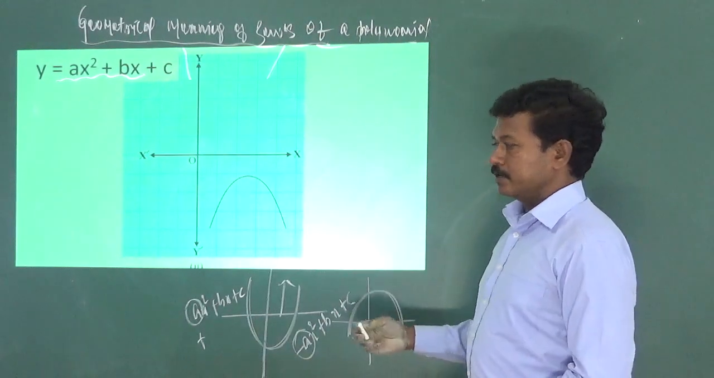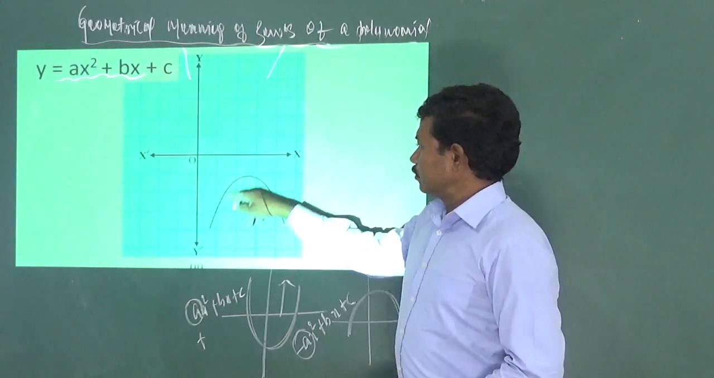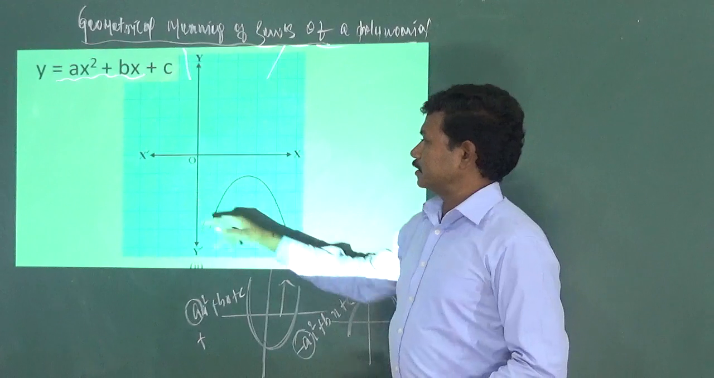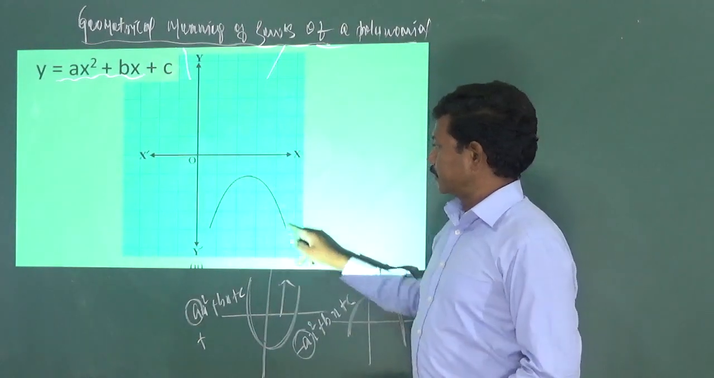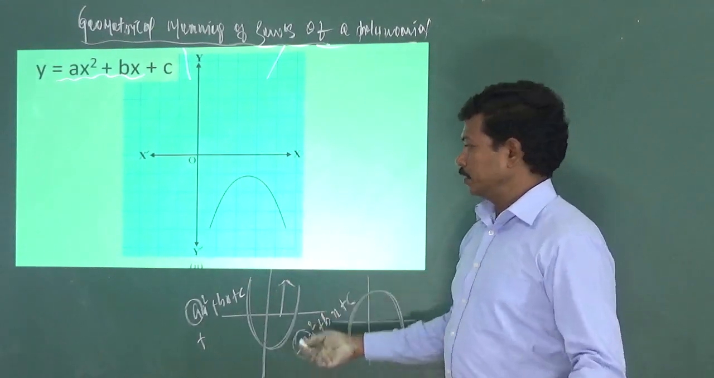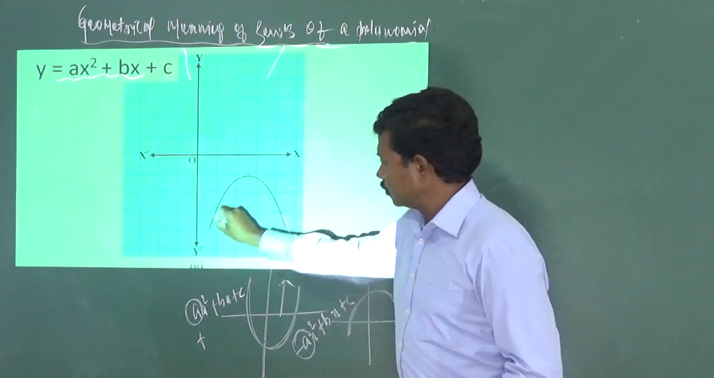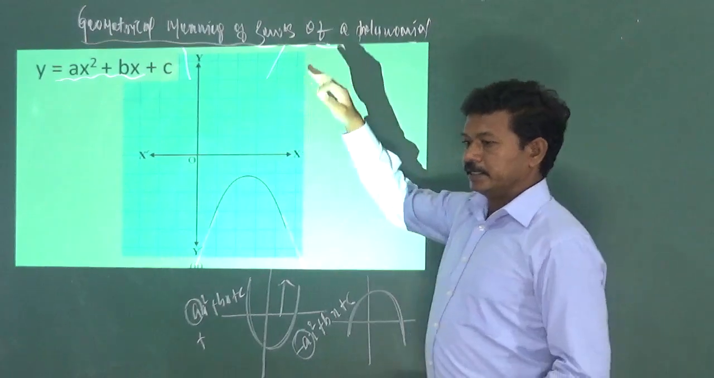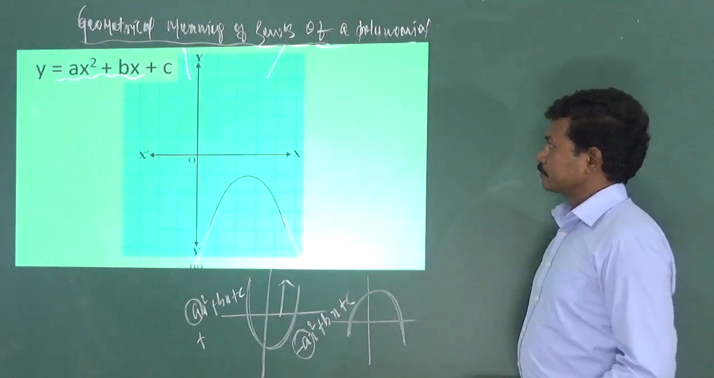The same thing repeats. The parabolic curve is not intersecting the x-axis at any point. So therefore this parabolic curve has no zeros. That is, that quadratic polynomial doesn't have any zeros. If we extend, it will go down, but it will never intersect. Okay.